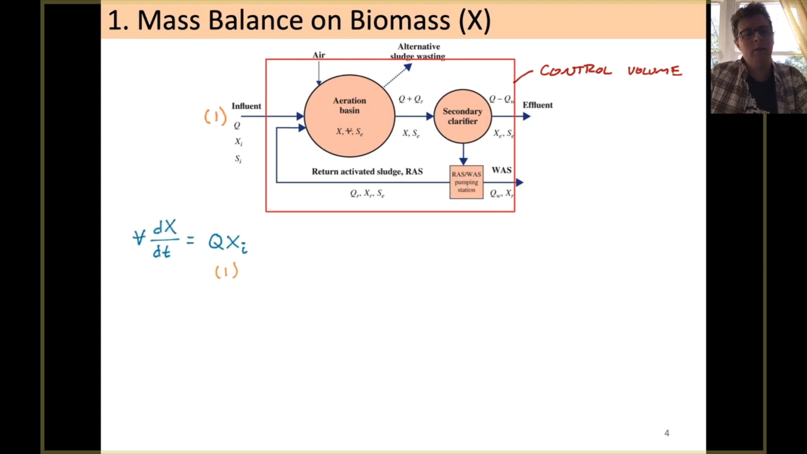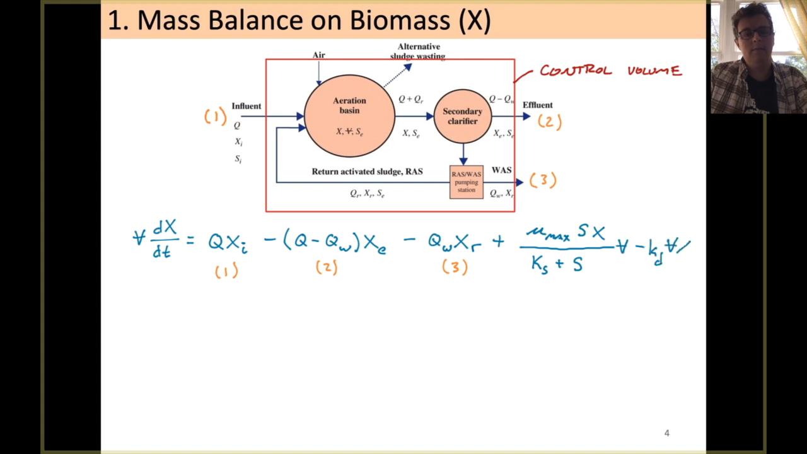And so on the left-hand side is our time rate of change of biomass in the system. Is equal to, we have one inflow, the influent in this case, QXI. We have two outflows, the term here being the effluent, and you can see that the amount of discharge leaving is Q minus whatever Q goes with that waste activated sludge. We have a third outflow, or a second outflow, a third term, which is the waste activated sludge.